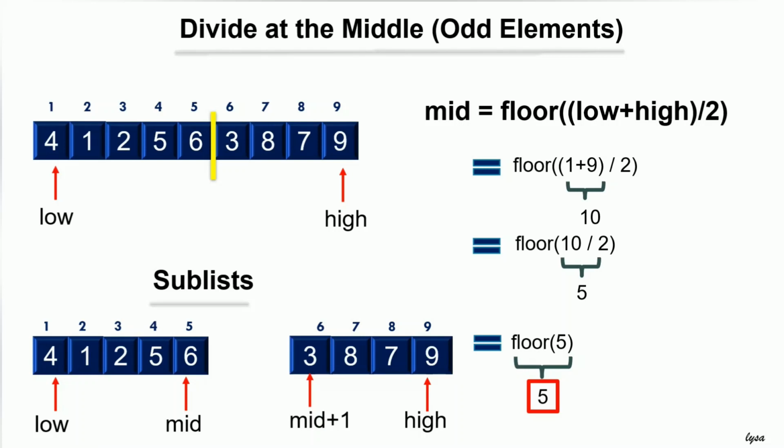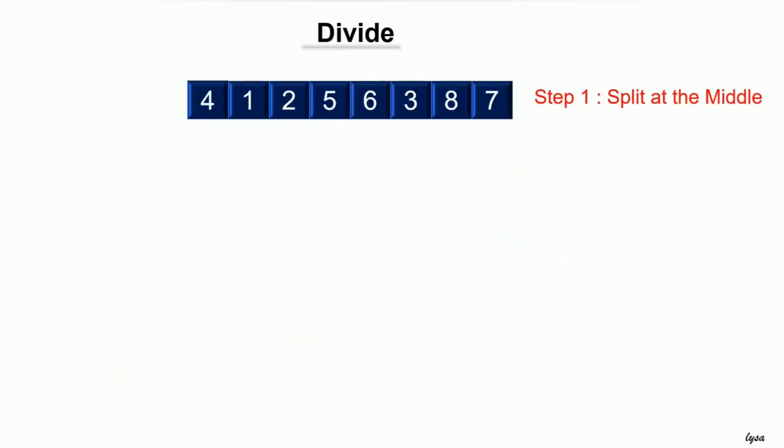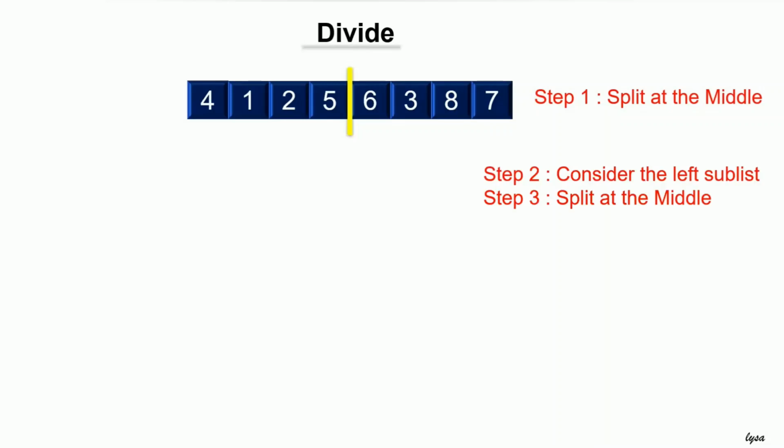So far, we have not yet ventured into merge sort. We have just seen that the list has to be divided into two and how to divide it into two and the formula behind it. In the second part, we are going to see after splitting what happens and how the actual merge process takes place. Step 1, we split at the middle.